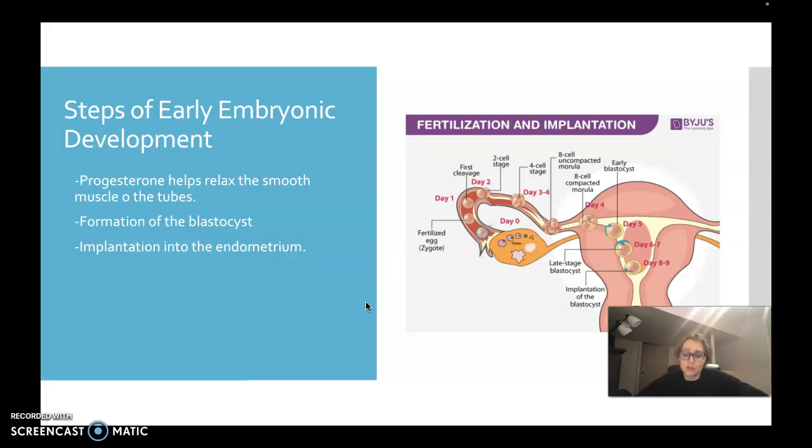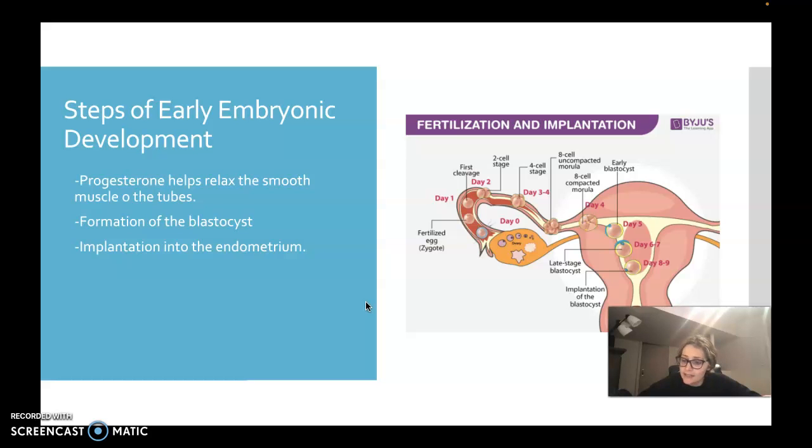Once the zygote gets to the uterus, it is called a blastocyte, which is a hollow ball formed of approximately 100 cells. The outer part of that blastocyte will become what is called the chorion, or the extraembryonic membrane. The inner layer, the extraembryonic membrane, will then enclose the embryo and form the placenta.